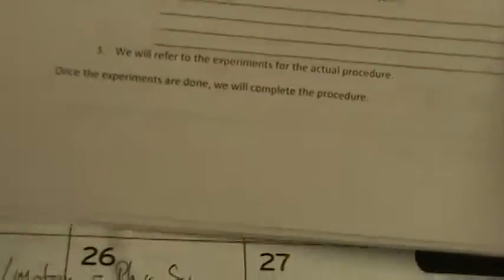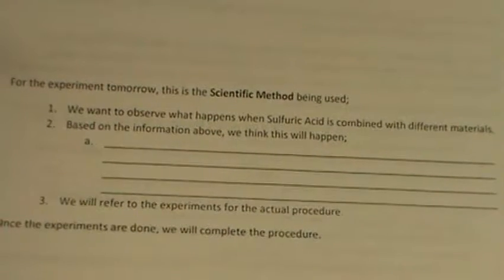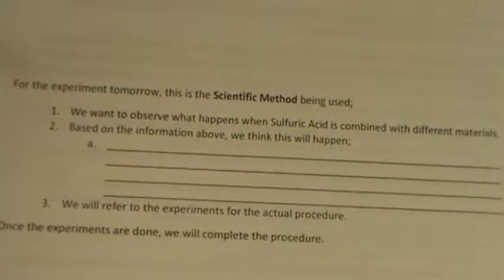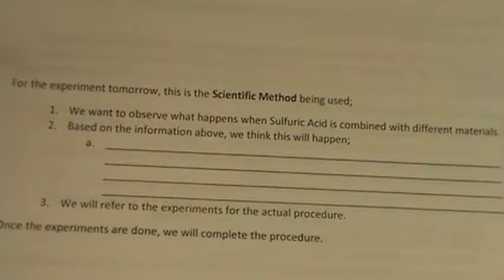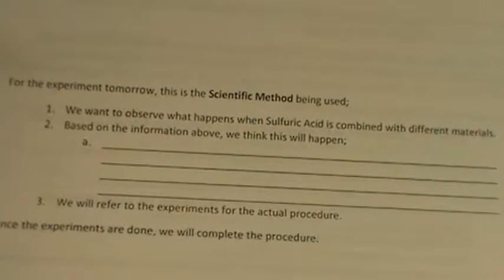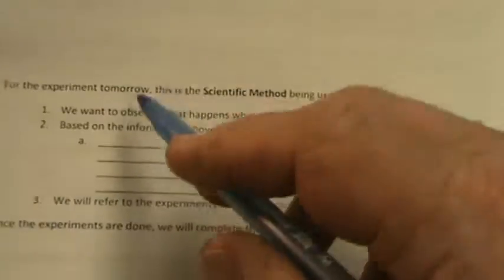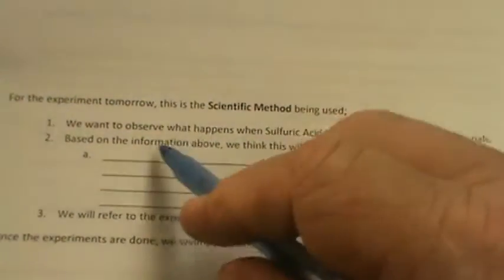So then we're going to be doing the scientific method, and we're trying to reinforce the 5 steps that we're teaching of the scientific method, which is observation. We're going to come up with a theory, we're going to do an experiment, we're going to analyze our results, and then we're going to say whether we proved or disproved it, and we're going to communicate those results. So we want to observe what happens when sulfuric acid is combined with different materials. Based on the information above, what do we think is going to happen?